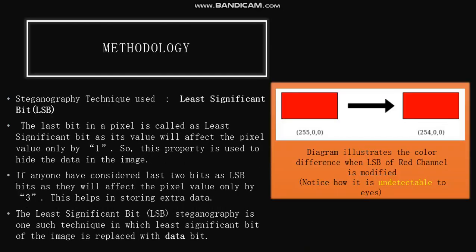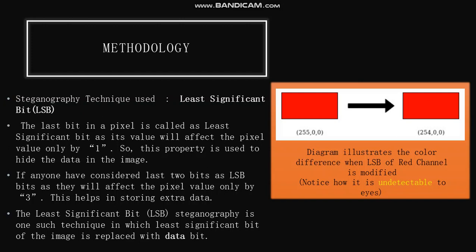Now, what is the methodology behind this project? The steganography technique used is least significant bit, as I told earlier, the technique used in this project is LSB. Now what is LSB? The last bit in a pixel is called the least significant bit as its value will affect the pixel only by 1. This property is used to hide data in the image. Some also consider the last two bits as LSB bits as they will affect the pixel value only by 3. This helps in storing extra data.